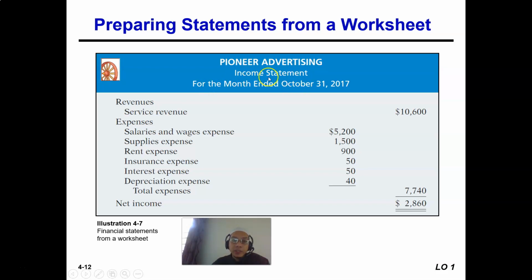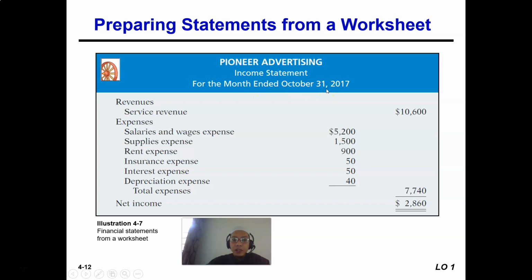The income statement shows the performance of the company for a certain period of time, so we should state the ending period, for the month ended. This income statement is prepared to show the performance of the company in the month of October. Therefore, we should say that this is an income statement for the month ended October 31st.